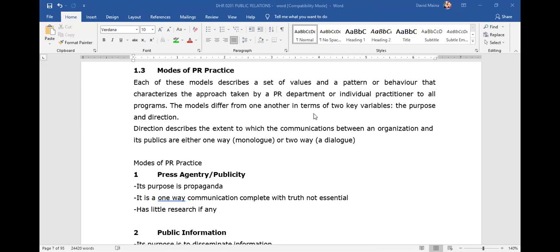So the models of PR differ from one another in terms of two key variables, that is the purpose and the direction. The direction describes the extent to which the communication between an organization and its publics is either one way, or two way, or something like that.